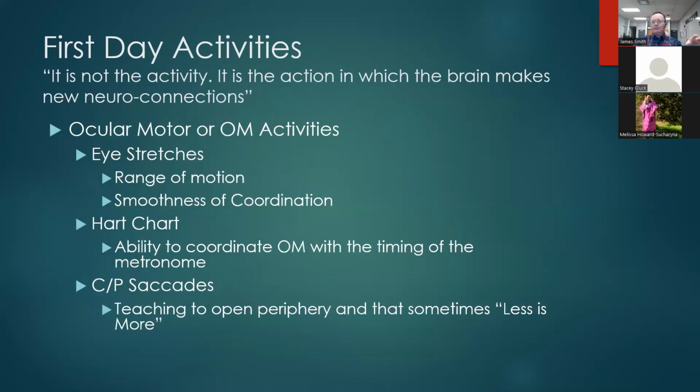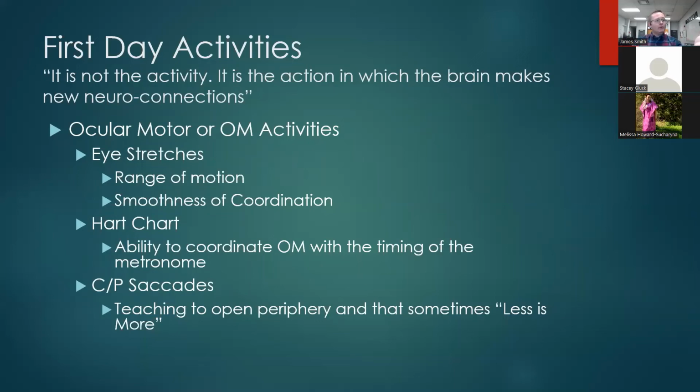So this is my quote I live by. It's not the activity, it's the action in which the brain makes new neural connections, okay? So if I have them do an activity over and over again, but they're not making any new brain connection, it's just a wasted activity. It's wasted therapy time. So every activity that I do, I'm looking for, is this causing neuromuscular conflict, neurocoordination conflict, and thereby making the brain do things different, okay, to get a different result.